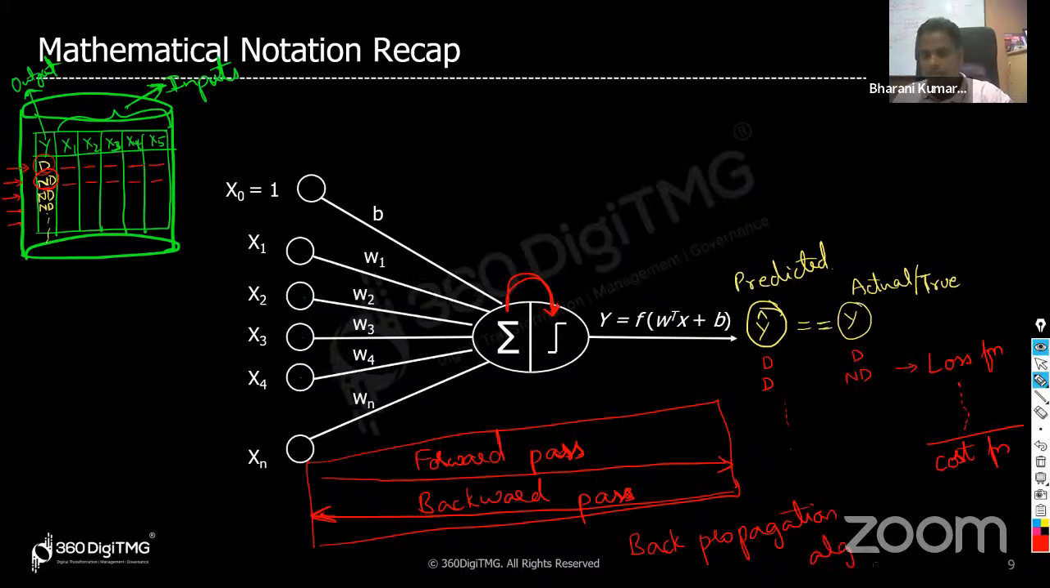Backpropagation algorithm. Backpropagation algorithm has two steps. One is come forward, do the prediction, and you compare it with the actual values, get the cost function, and go back and update the weights. That's called a backward pass. And both the forward pass and backward pass put together would be called the backpropagation algorithm.